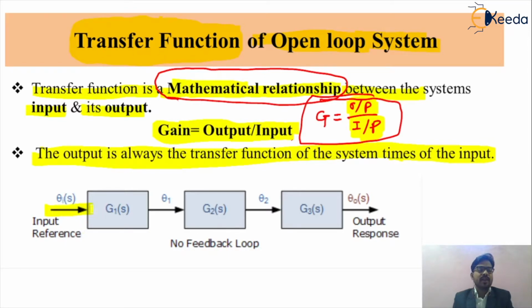So we are applying the first input signal, called theta s. It is called the input reference that we are giving to your system. G1 is called the first gain of your block, the transfer gain. We call it the forward gain. So what do you mean by G1s? G1s has the input theta 1s and the output theta 1.